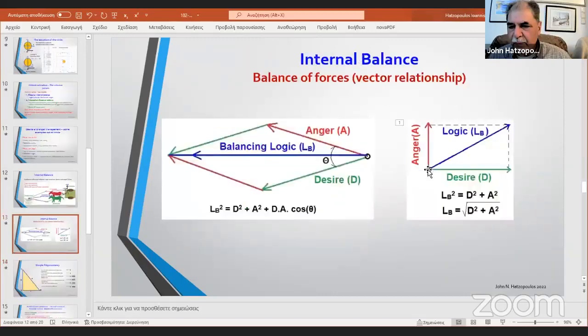Now let's see how we balance forces in physics. Graphically, we can balance forces using this parallelogram, and the diagonal is the balancing force. These are vector balances, and we need to describe this balance with a vector equation. As you can see, the balancing logic squared is equal to the desire squared plus the anger squared, plus these two multiplied together by the cosine of this angle theta. Now, if we are in a rectangular system, which we are going to talk about in the next lecture, then you don't need the cosine of theta.